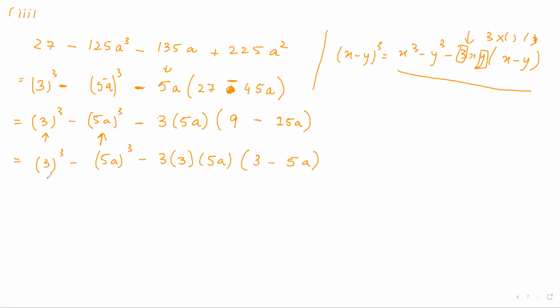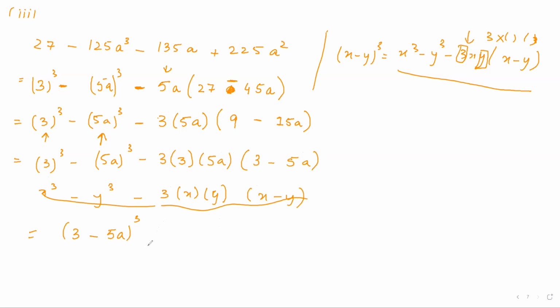So now you can compare it. This is x cube minus y cube minus 3 into your x into your y, and this is x minus y, right? I have brought it exactly in this form, right? Okay, so that means this becomes x minus y whole cube. So 3 minus 5a whole cube, right, Adil? Yeah. Okay, 3 minus 5a into 3 minus 5a into 3 minus 5a.